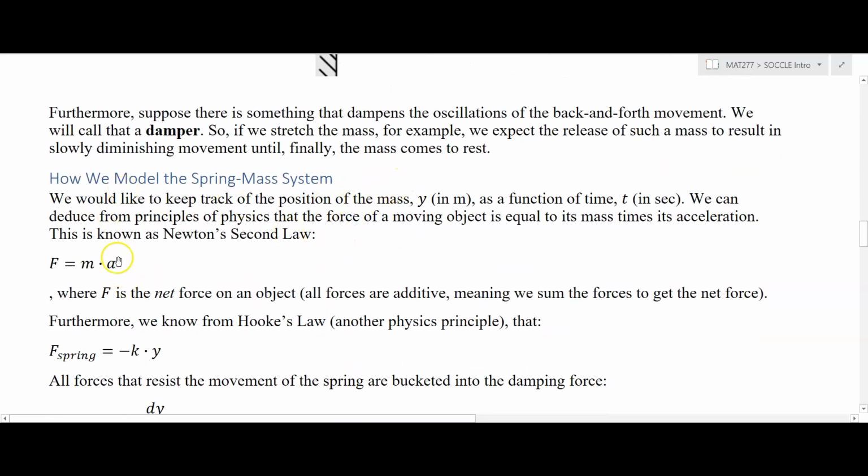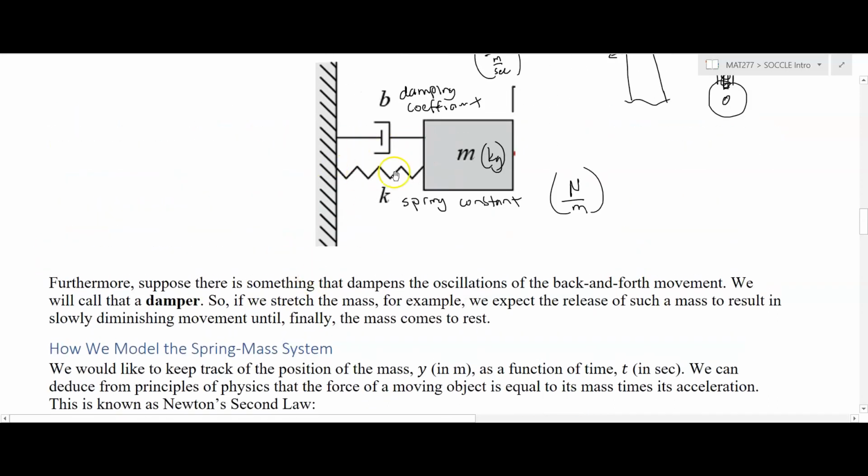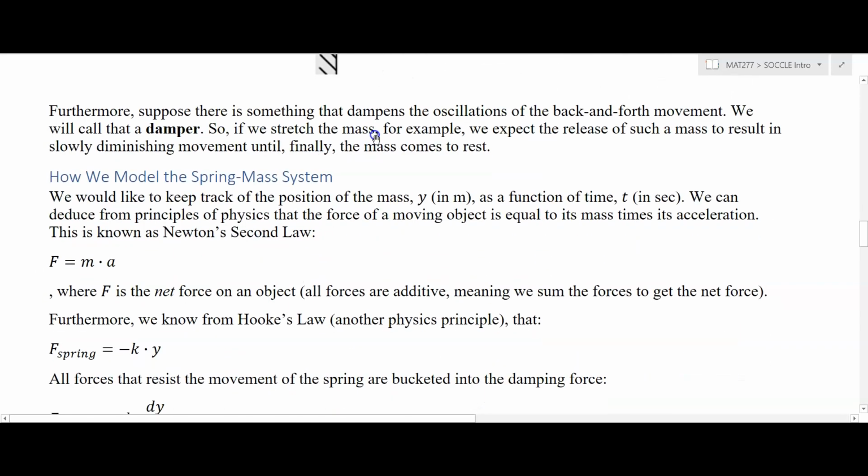This model starts off with Newton's second law, which basically says the net force is equal to mass times acceleration. So all forces are additive, meaning we sum the forces to get the net force. Okay, so what kinds of forces do we have in here? Well, we have the force of the spring, and there's something known as Hooke's law that describes how this happens. This is taken from physics, and as mathematicians we probably don't need to worry too much about it. We just need to know that this is something that physicists have studied.